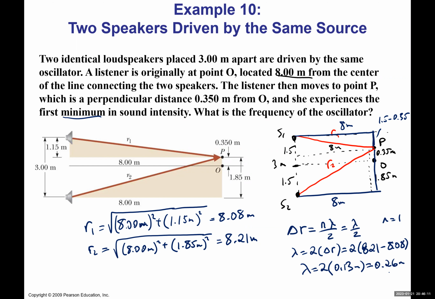Then I can calculate frequency. This is sound traveling at 343 meters per second. So frequency equals speed over wavelength: 343 meters per second divided by 0.26 meters wavelength. So we get 1300 hertz. That will be the answer for this frequency.